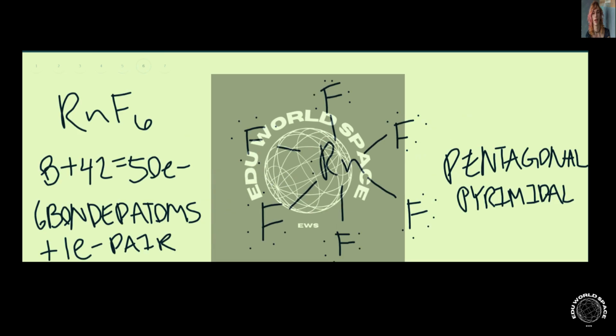The next one we have is RnF6. So again, radon brings 8 valence electrons and fluorine brings 7 valence electrons. 7 times 6 gives us 42. That's 50 electrons overall. So we just draw each of our 6 fluorine atoms singly bonded to our central radon atom, then fill in the octet on our fluorine atoms. After we do that, we have just 2 electrons left over. So we have 6 bonded atoms plus 1 electron pair, which we're putting on our central radon atom. So 6 bonded atoms plus 1 electron pair tells us that we have a pentagonal pyramidal geometry.